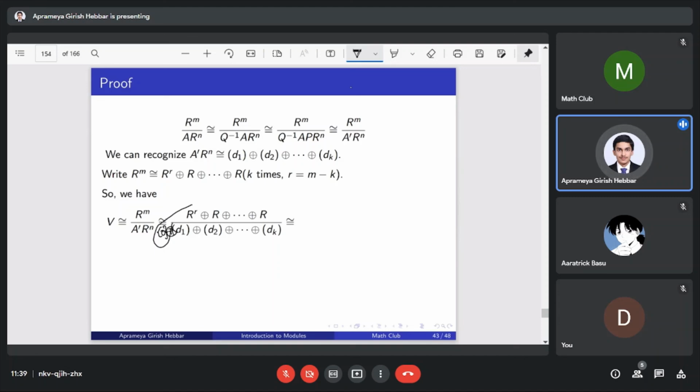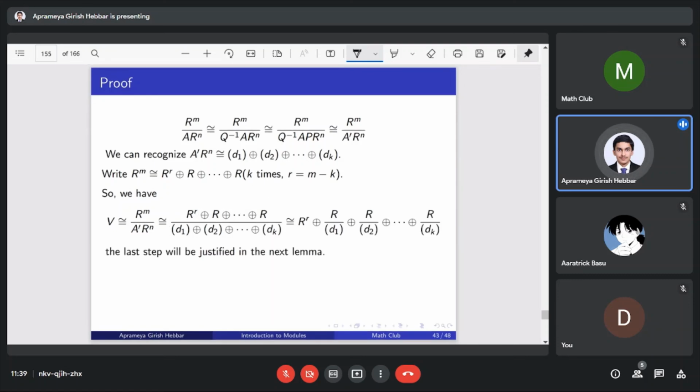Now if I could just split this and so on up to this, since this is just k times, right? So if I could split, I would be done, right? Because if I could split it like this, then I would be done. I am showing V is isomorphic to R to the power r plus direct sum of some cyclic modules, and this last step will be justified in the next lemma.